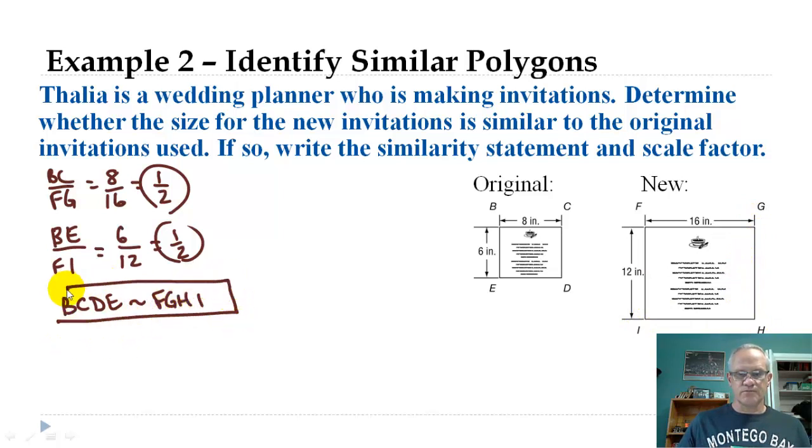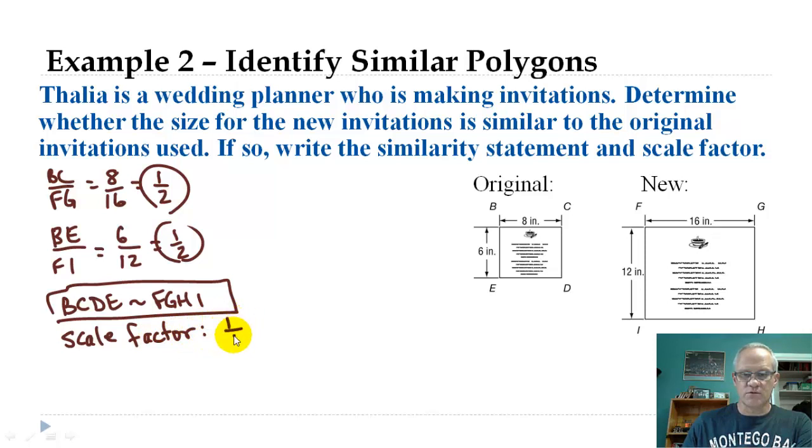Okay, so there's our similarity statement. BCDE is similar to FGHI. Since I wrote BCDE first, that means when I'm talking about the scale factor, I'm going to do it in the order where all the numbers from BCDE go on top. That's the way I set it up here. So if BCDE is similar to FGHI, the scale factor is what? 1/2 or 1 to 2. So the scale factor would be 1/2.